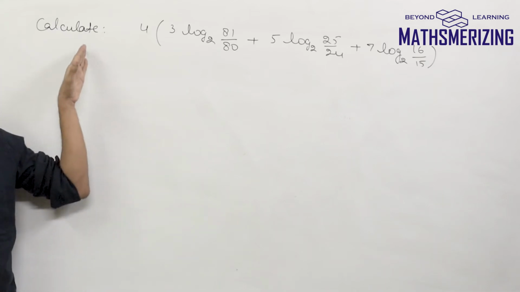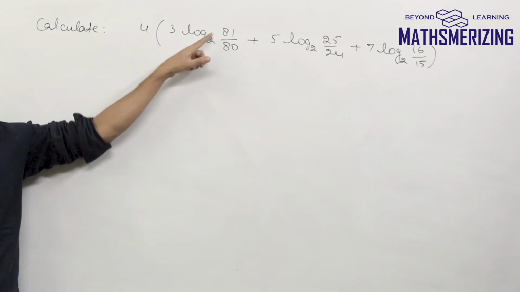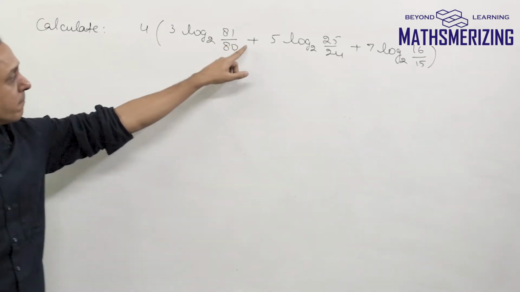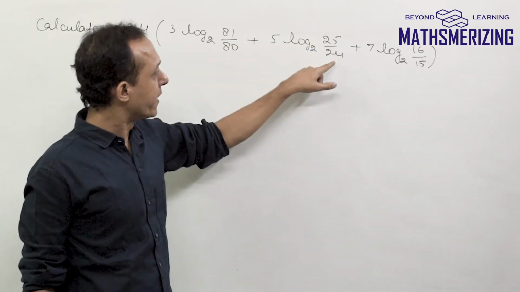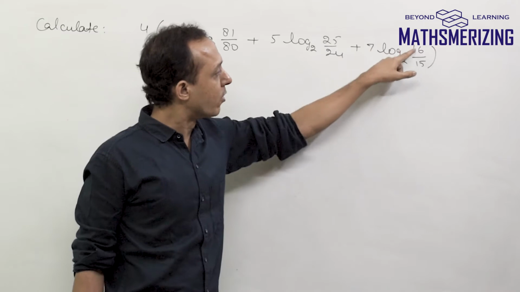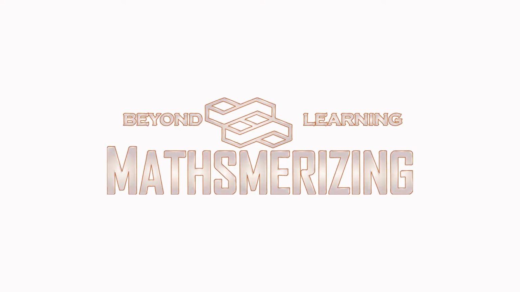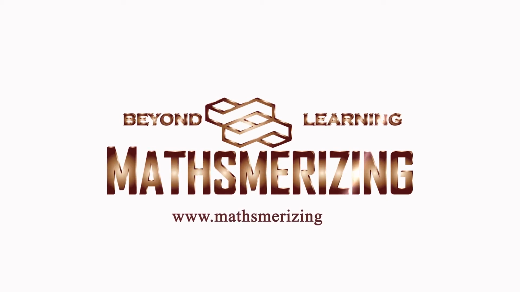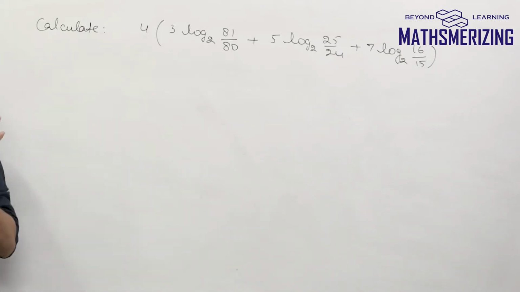Now the question is: calculate the value of 4 into 3 log 81 by 80 to the base 2, plus 5 log 25 upon 24 to the base 2, plus 7 log 16 upon 15 to the base 2. Now in any logarithmic question, all I need to do is identify the property which I can use in a given question.